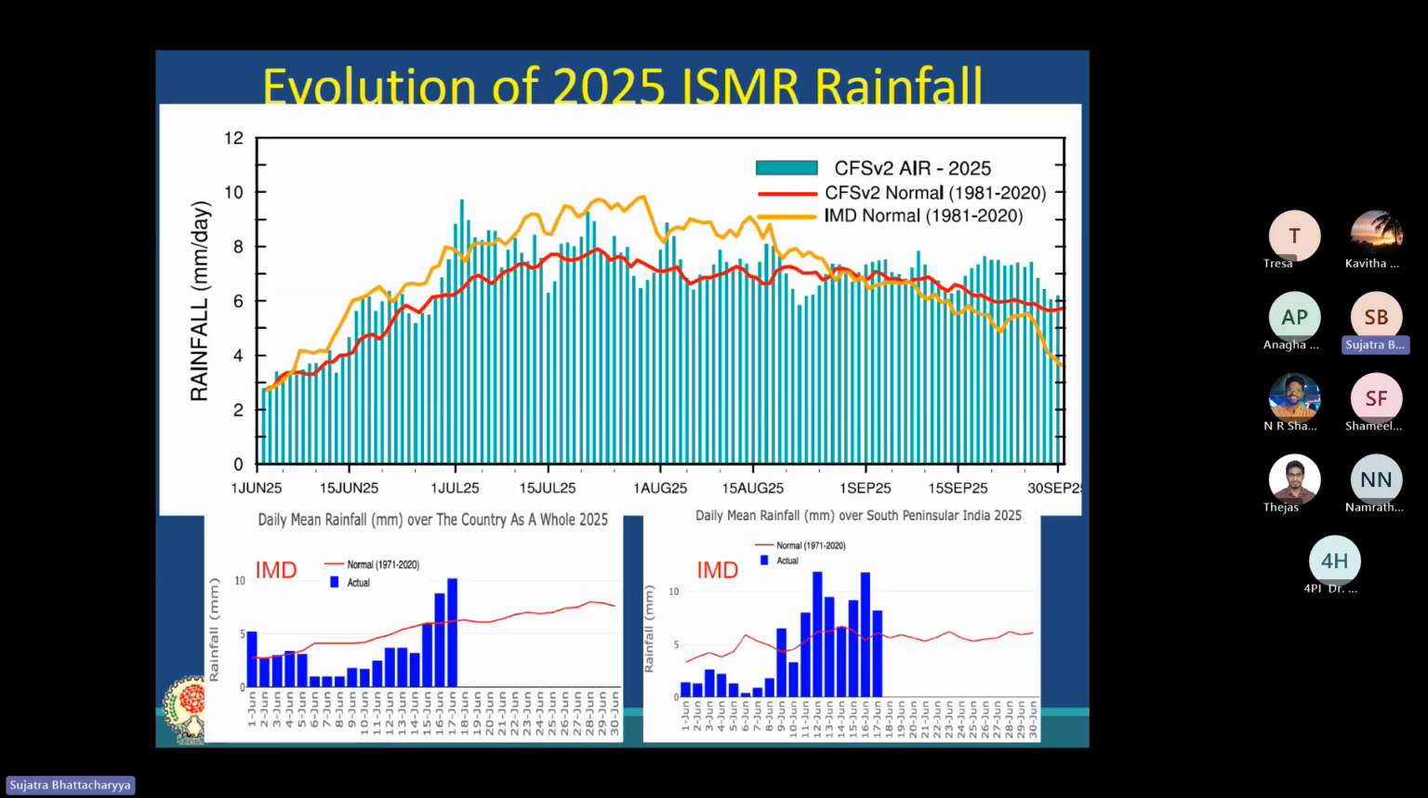Okay, now come to the model-based day-to-day variation of rainfall. This is the seasonal evolution. As you can see here, the CFS V2 based climatology is the red line, whereas the IMD climatology is much above. That means the model mean is always below the actual observation. If you compare with the model climatology, we get fairly normal rain, but with a couple of spells here. That is what we are getting, plus 5.6 or 6% more.